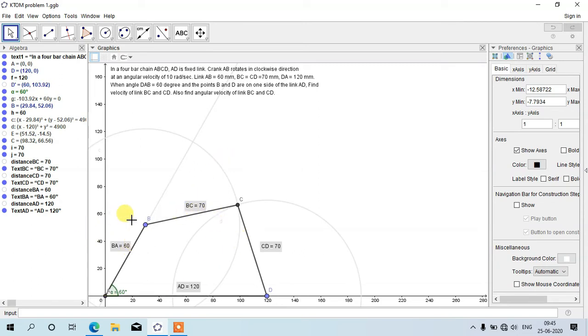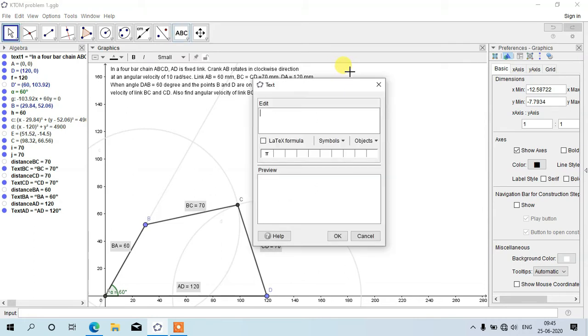Among these links, it is given that link AB over here is our crank. This link AB is rotating at an angular velocity of 10 radian per second. So we have the angular velocity of the crank given as 10 radian per second.